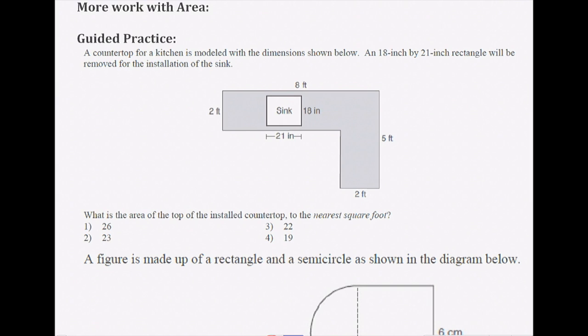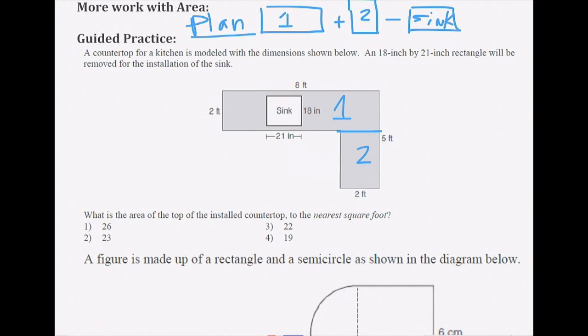As with most of my videos, pause the video and give this a try yourself. And I'd like you to go for that. And if you need the help, or once you've figured out something or got started on the question, got stuck, then unpause the video and see how I finished off the question. So my plan is to take rectangle number 1 and add it to rectangle number 2, and then subtract away the rectangle that has the sink. So I will show you the rest of my answer in a sec. So unpause the video when you're ready.